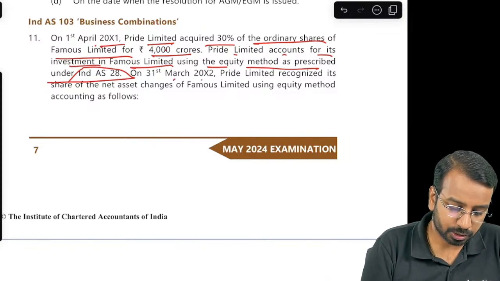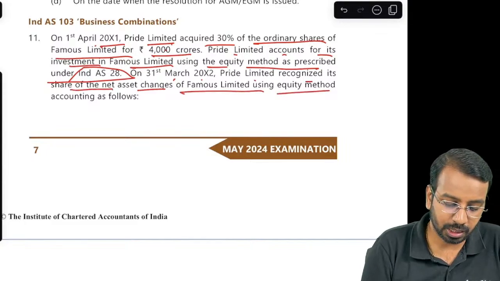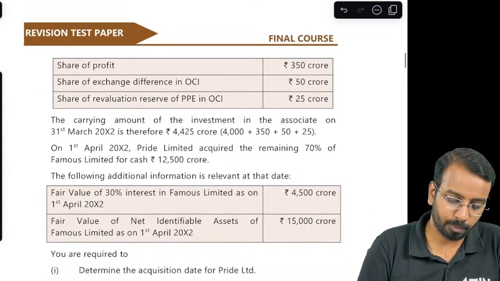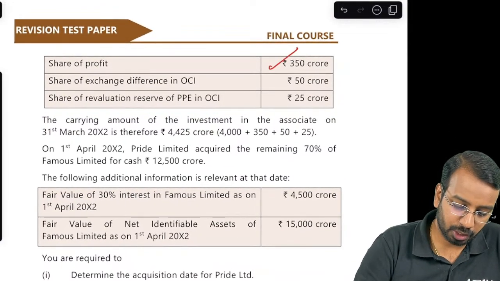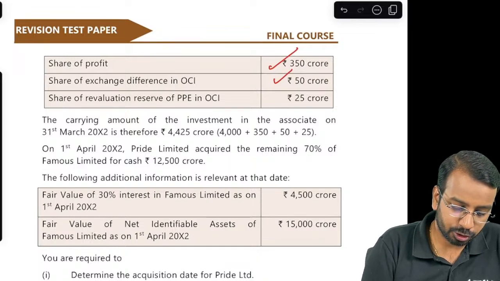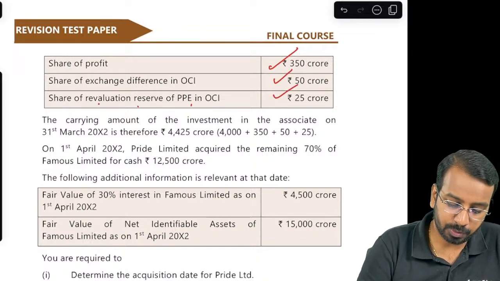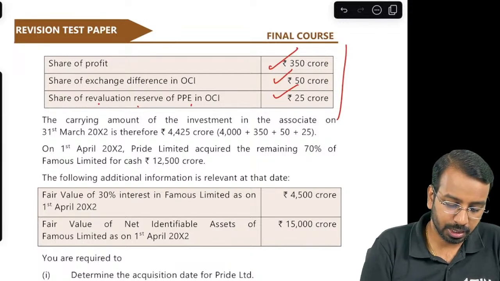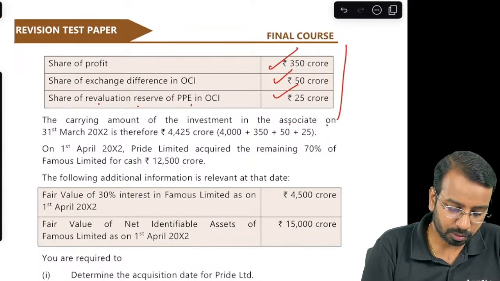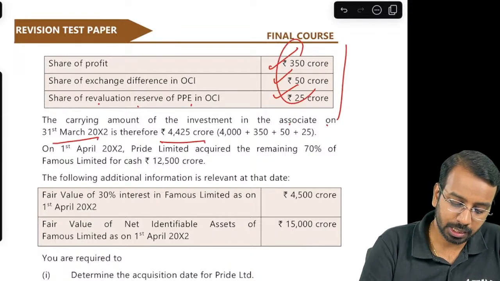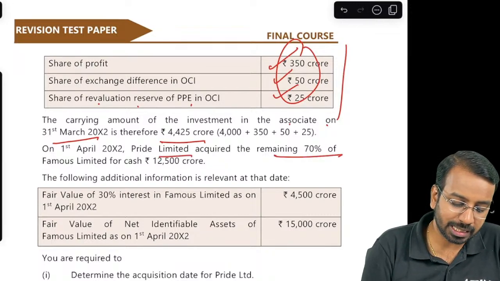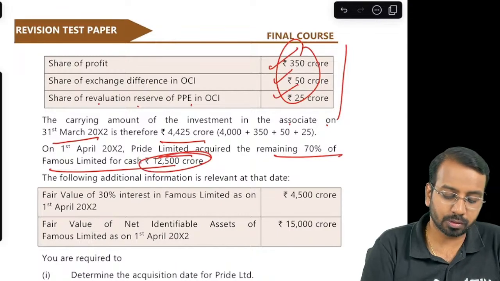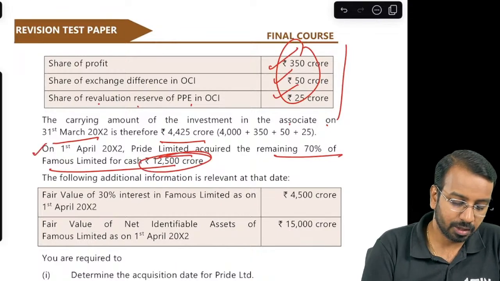On 31st March, Pride Limited recognized its share of net asset changes of Famous Limited using equity method accounting as follows. Share of profit added, share of exchange difference in OCI, share of revaluation reserve of PP in OCI. So all of this gets added. Carrying amount of the investment in the associate on 31st March is 4,425. That is this plus 4,000. On 1st of April, Pride Limited acquired the remaining 70% of Famous Limited for 12,500 crores of cash. When did they acquire? 1st of April.